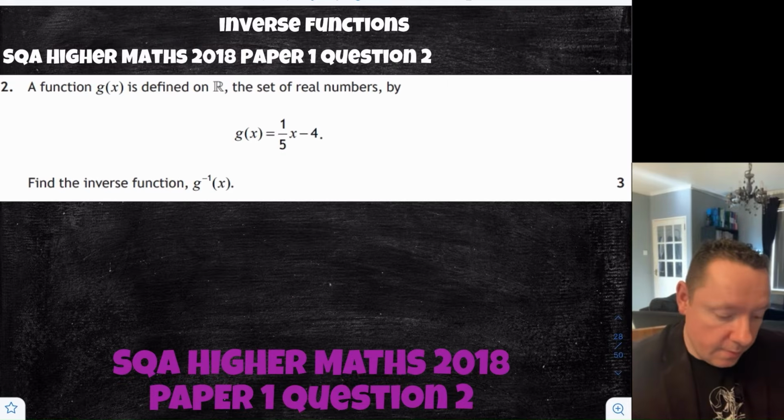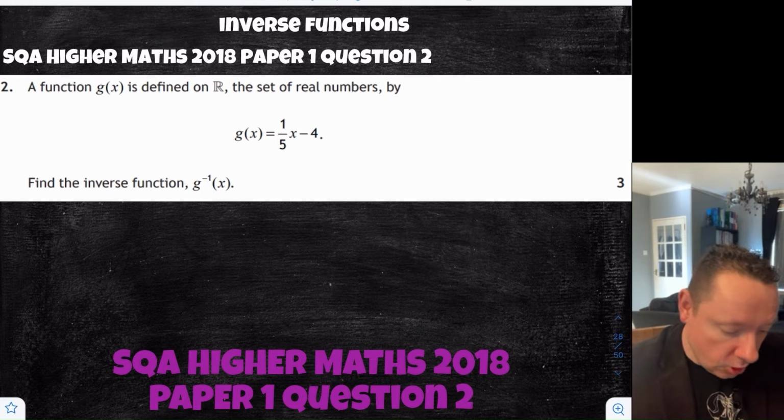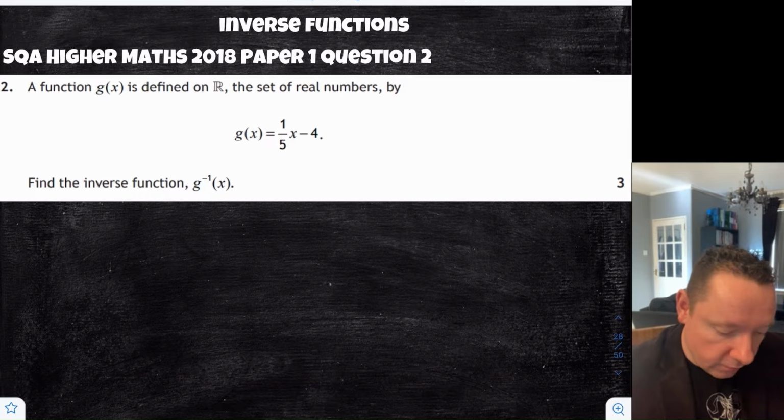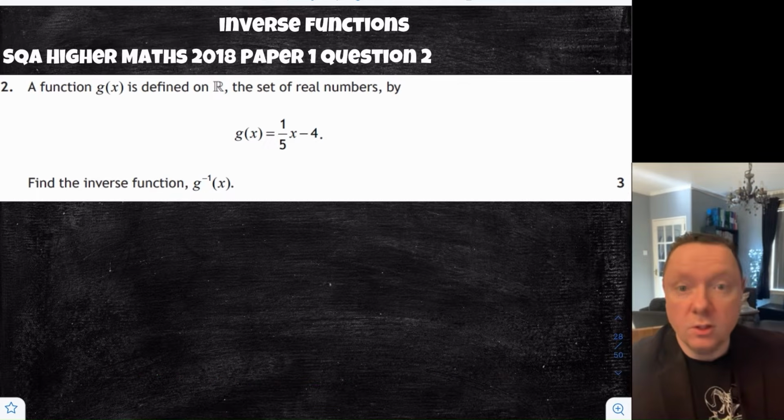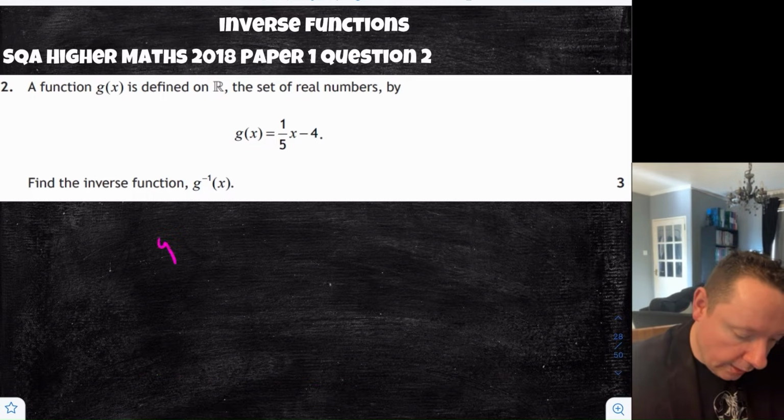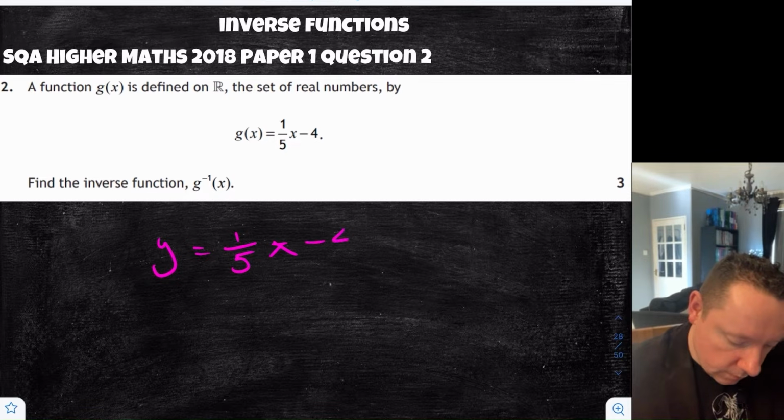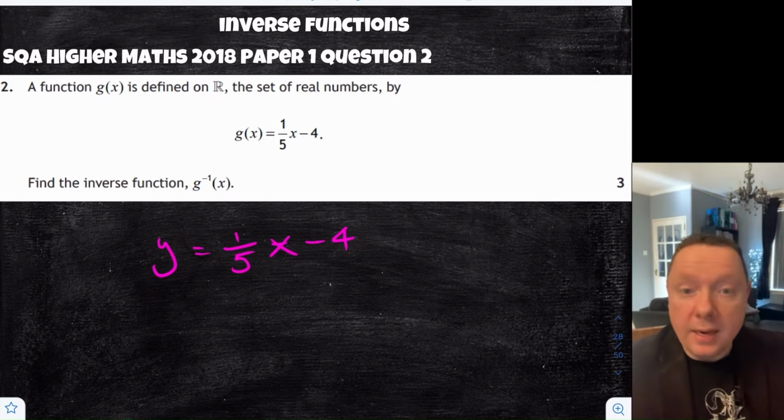This function is SQA Higher Maths 2018, paper 1, question 2. g is defined on the set of real numbers by g(x) equals a fifth of x minus 4. Find the inverse function of g. So I can just write y equals a fifth of x minus 4 and make x the subject.